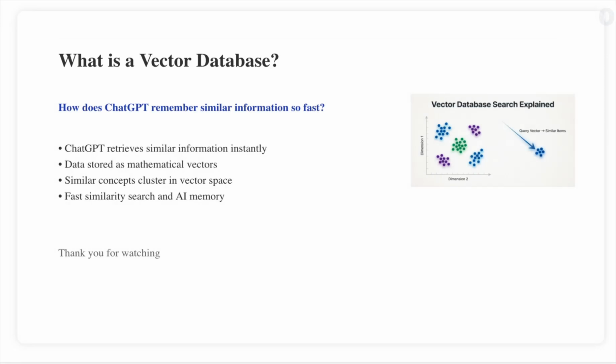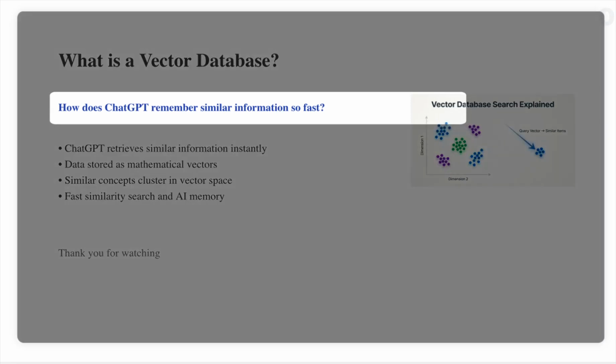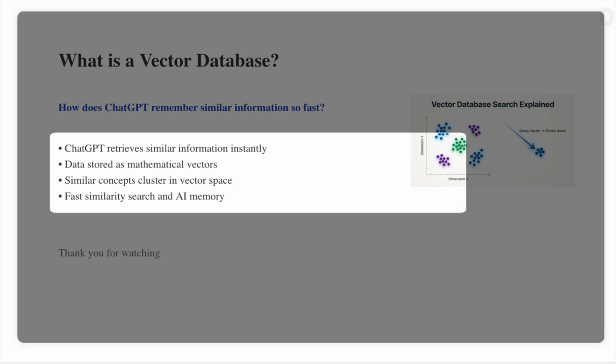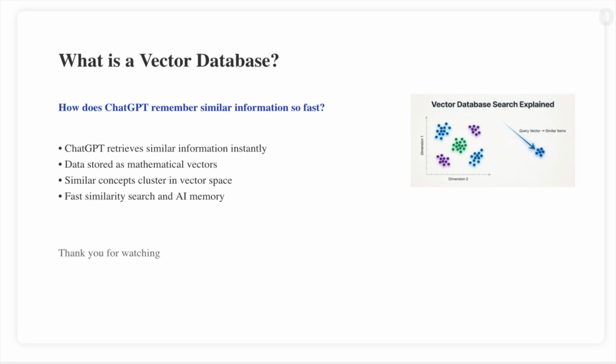What is a vector database? This is a fundamental concept that powers many of the AI systems we use every day. Have you ever wondered how ChatGPT can remember and retrieve similar information so incredibly fast? The secret is the vector database. This technology stores information as mathematical vectors, allowing ChatGPT to retrieve similar information instantly.